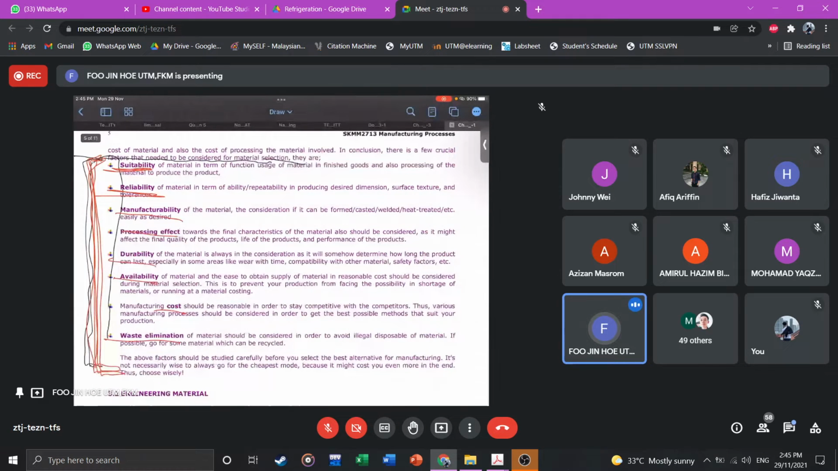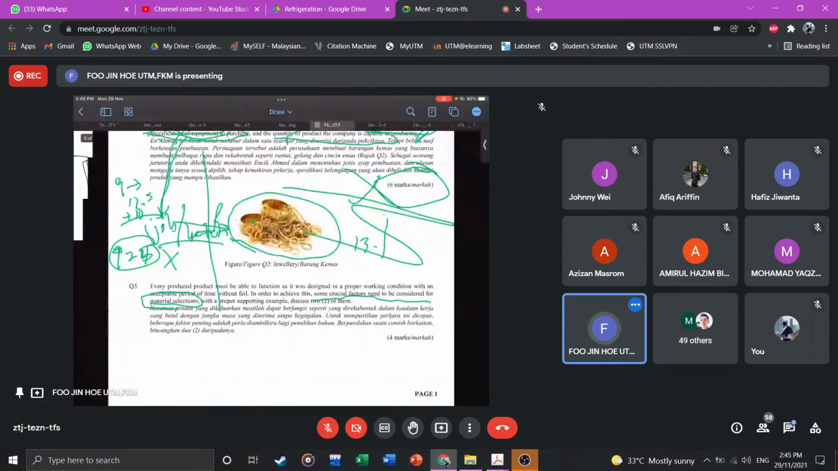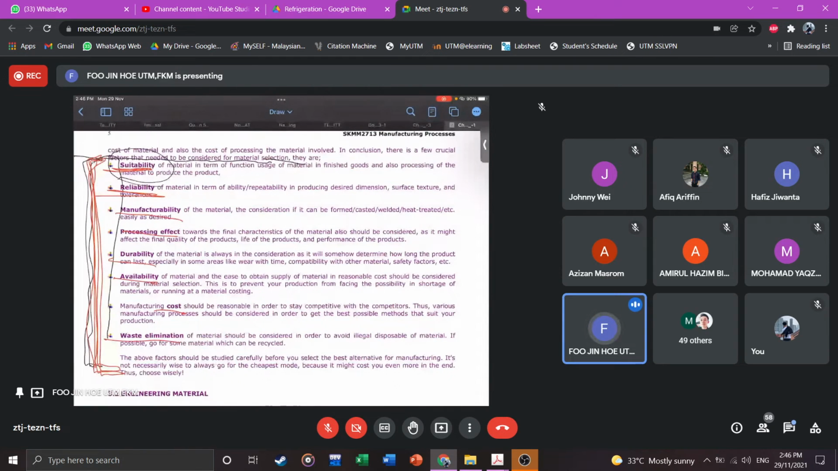So the question asks you to explain how many? Okay, to discuss 2 of them. So basically any 2. I never mentioned which 2, right? One of the elements that we should look for is, let's say, the suitability, because the material has to be suitable. Suitable for its function, suitable for its appearance, suitable for the user, suitable for this, suitable for that.